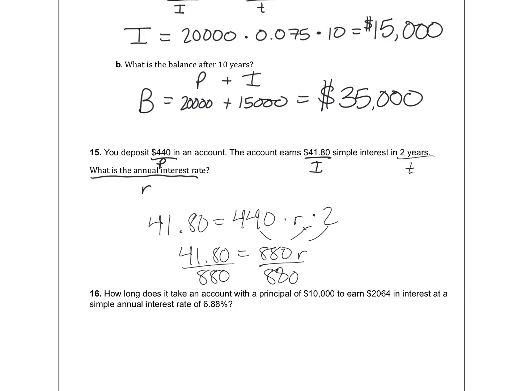41.80 divided by 880 gives us R equaling 0.0475. This is its decimal form. I need to make it into a percent. Moving it twice gives us 4.75% as my annual interest rate.